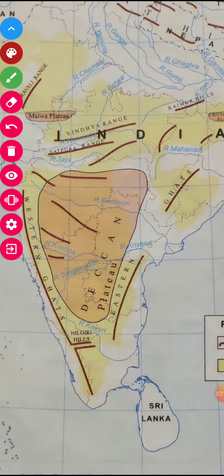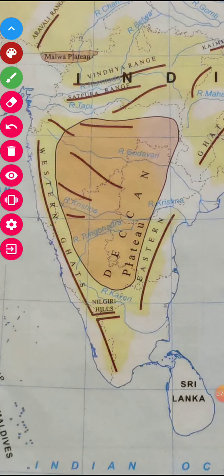Moving further, just below the river Kaveri, you will find Nilgiri Hills. This is also the part of syllabus. Nilgiri Hills, where you can find the famous hill stations of South India like Ooty and so on. So this Nilgiri Hills you have to mark just below the river Kaveri.